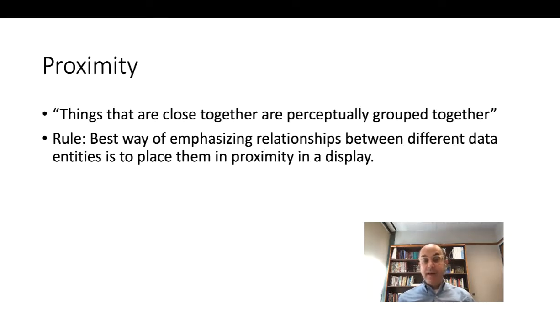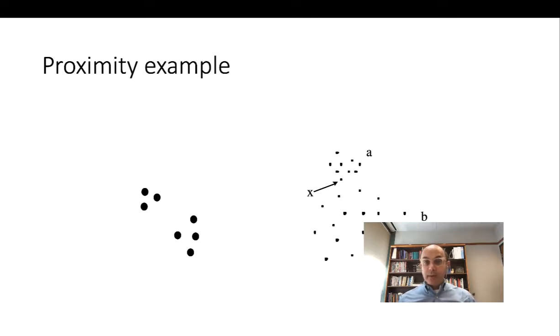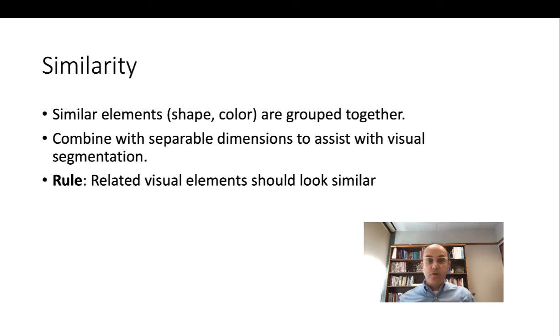Proximity is one of the pure examples of the Gestalt theory. Things that are closer together are perceived to be a group. And the rule is that the best way to emphasize the relationship between different types of data is to place them proximately in a display. So for example, in this case, there's the left and the right, and as you can see, we are trying to match them together in order for us to portray it.